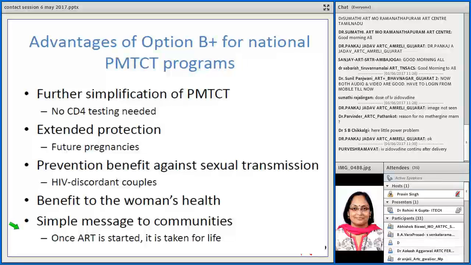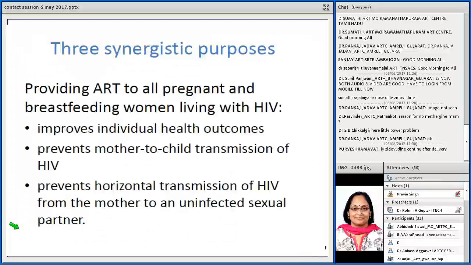It also gives extended protection for future pregnancies. There is a prevention benefit against sexual transmission, especially in HIV discordant couples. That is, an infected pregnant mother, if put on ART, has a reduced risk of transmitting it to the negative partner. It also benefits the woman's health. She has fewer OI infections. She has better health. And once ART is started, it has to be lifelong. So this is a simple message passed to the community that all pregnant women are started on ART for life.